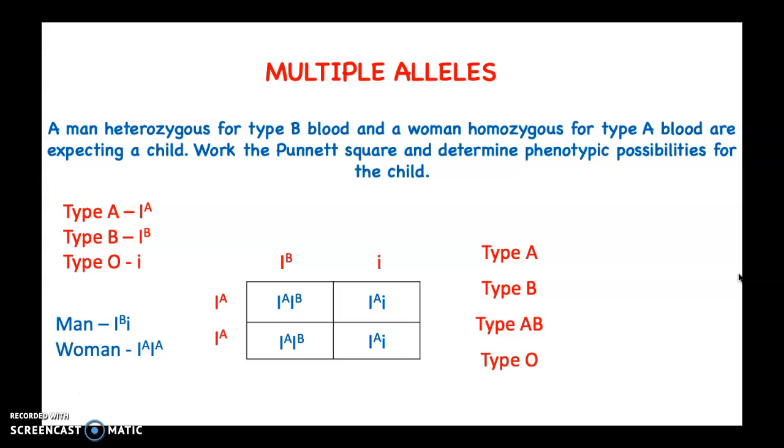Okay, if we look at these, we see the two with the I^A I^B, that is the codominance. And then we see that we have an I^A little i, that is complete dominance. So we figure out we have a 50% chance of getting a type A child and a 50% chance of getting an AB child. Type B and type O would not be possible for these parents.